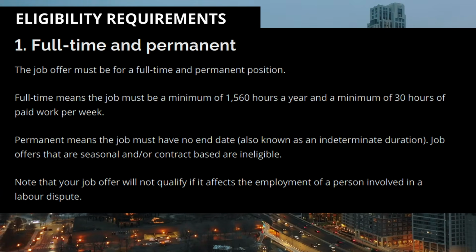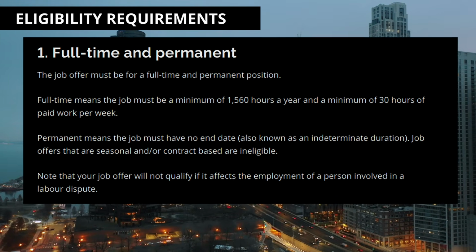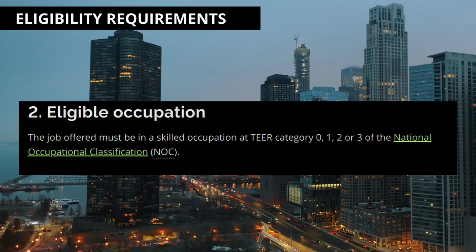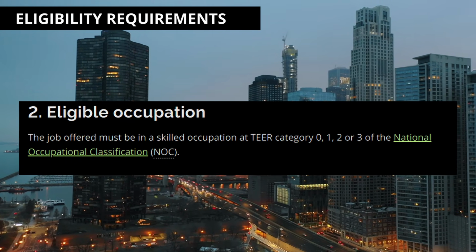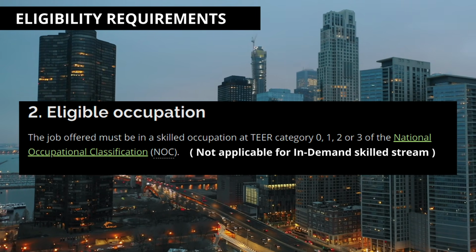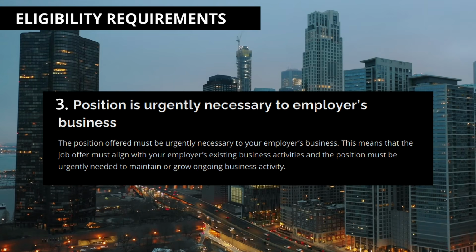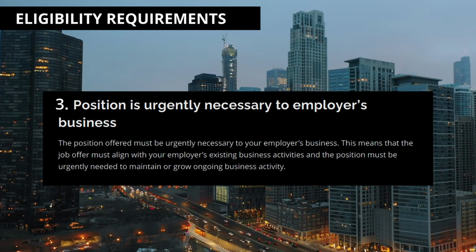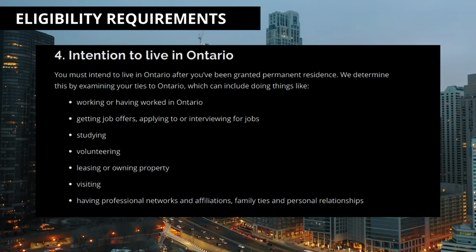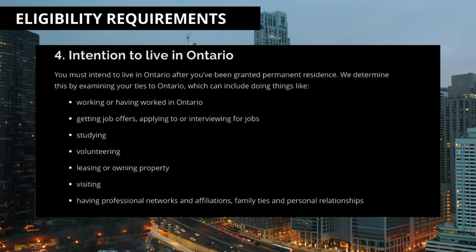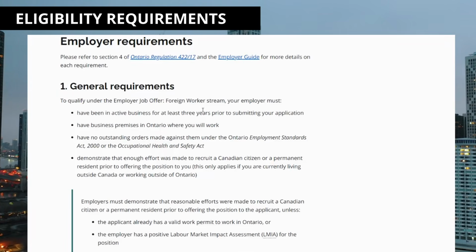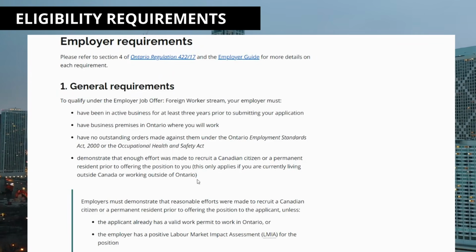Number 1 is a full-time job offer is required for each of these streams. Number 2, the job offer should be for an occupation that falls under tier category 0, 1, 2 or 3. This is not applicable for in-demand skills. I will get into the details in a minute. Number 3 is the position applied for should be urgently necessary for running the business. Number 4 is you should demonstrate an intention to live and settle in Ontario. And number 5 is the employer should be legitimate and should meet some requirements as stated by the Ontario government.